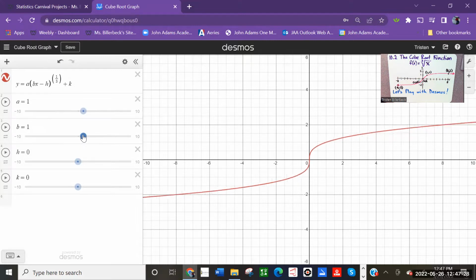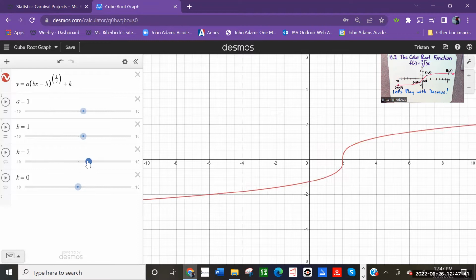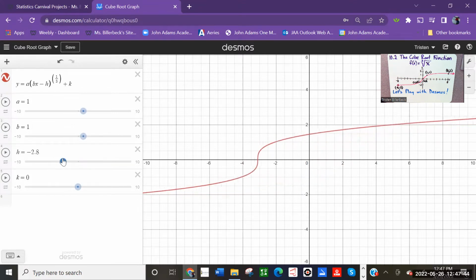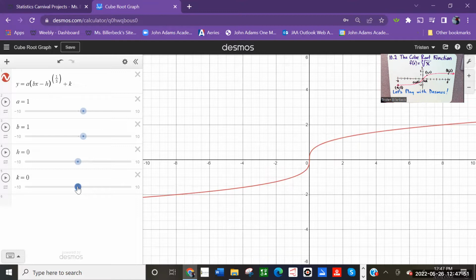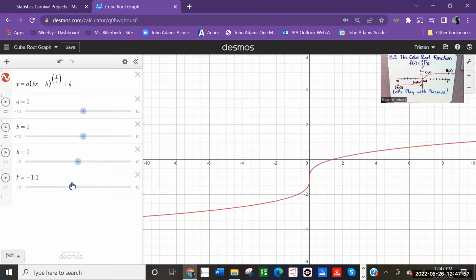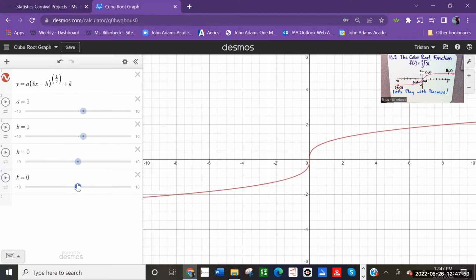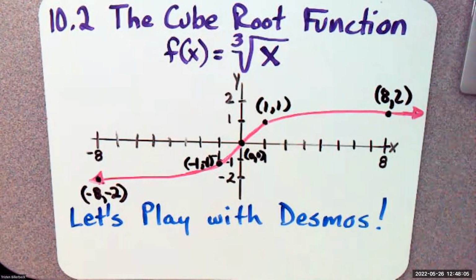So let's go back to this. And then h, of course, it's the exact same thing. It's been the whole year. When h is greater than 0, it moves to the right. When h is less than 0, it moves to the left. So no surprises there. And the k is exactly the same. When k is positive, it moves up. When k is negative, it moves down. Okay, so with that in mind, now we can go back and look at some of our examples.